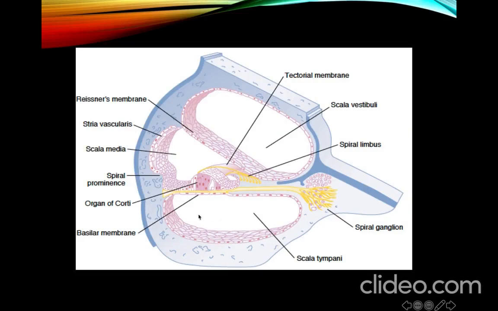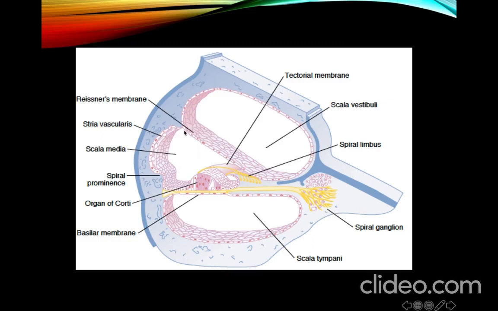This is a cross section of that coiled tube. It is divided into three parts. This one is known as the scala vestibuli, this one is known as the scala media, and this one is known as the scala tympani. The scala vestibuli and the scala media are separated by a very thin membrane known as Reissner's membrane. This membrane is so thin that if there is a vibration or effect of sound in the scala media, it is perceived exactly the same in the scala vestibuli. So functionally they act as the same compartment.